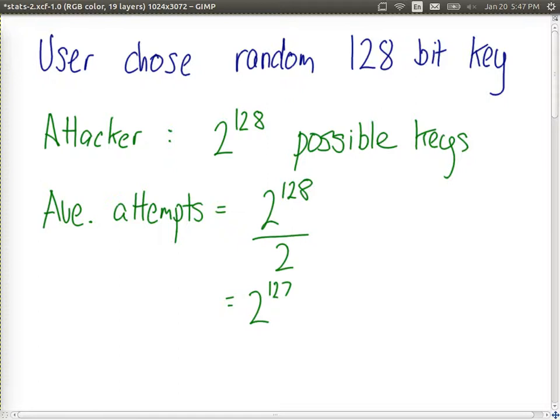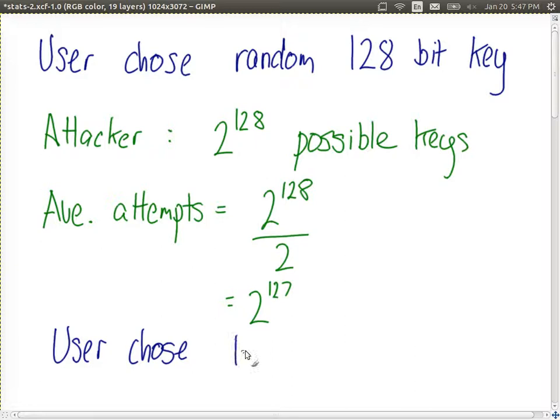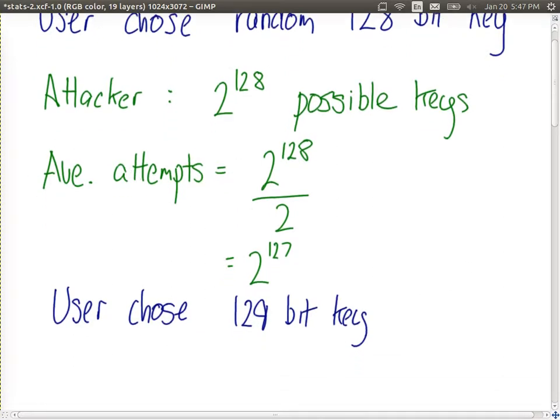If we modify the case and the user instead chose a 129-bit key, that is, they increase the key length by just one bit. So in this case, the key space is 2 to the power of 129. That's the total number of possible keys, and the average number of attempts will be 2 to the power of 129 divided by 2, or 2 to the power of 128.